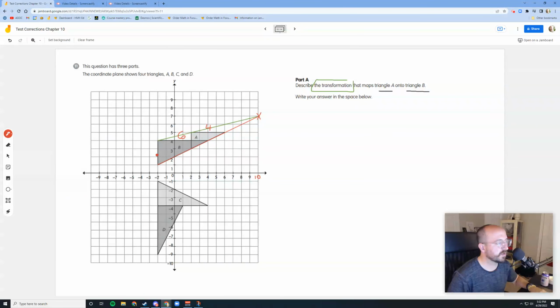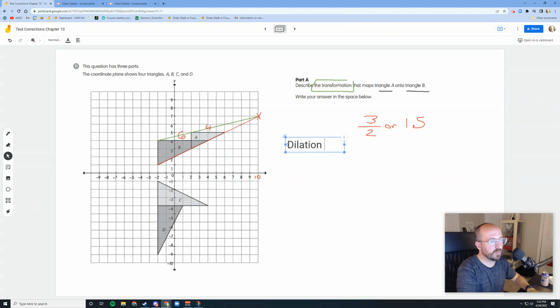So I know it's going to be growing, right? So I wouldn't say the scale factor is 4 to 6 or 2 to 3 because that would be shrinking, right? From A to B, it goes scale factor of 3 to 2 or 1.5. So I would say this is a dilation with a scale factor of, fine, already wrote it. Why do I gotta do it again?